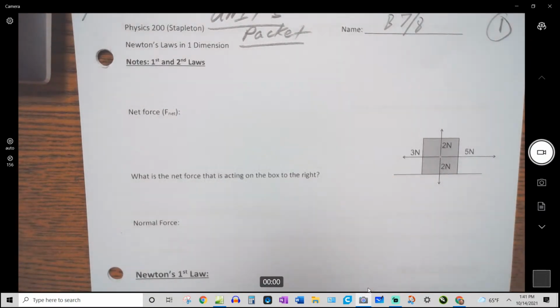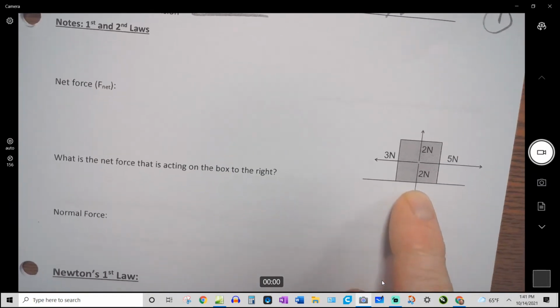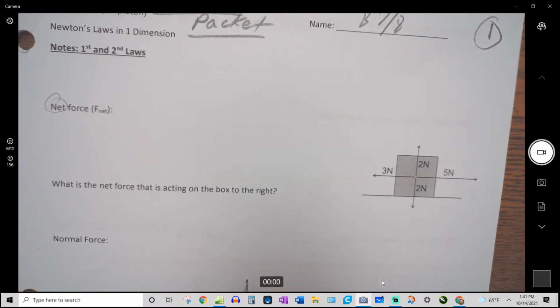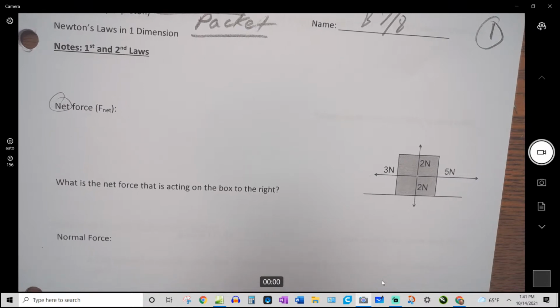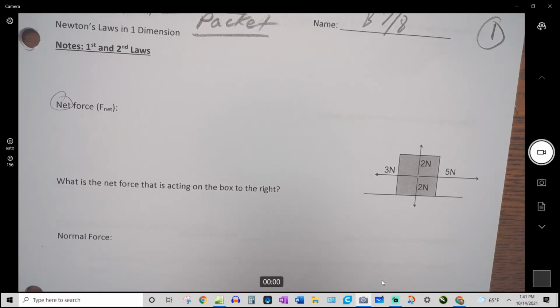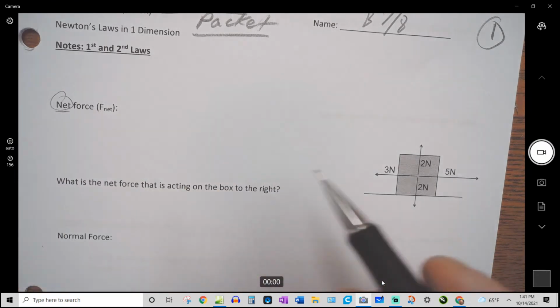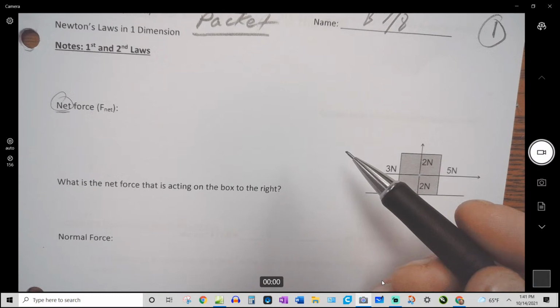So the first thing is net force. This box over here kind of demonstrates net force. You'll see the word net a lot. We'll have net force. We'll have net work, like the net amount of work that's done. Whenever you see net, at least in physics, that means it's a vector sum. And vector just means taking into account directions.